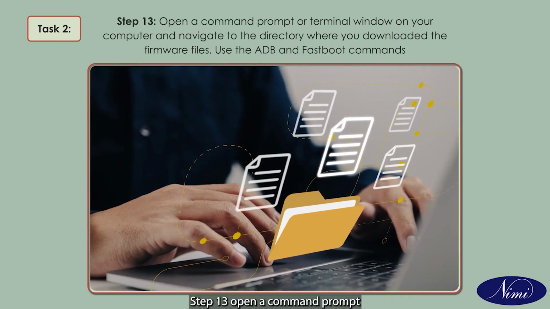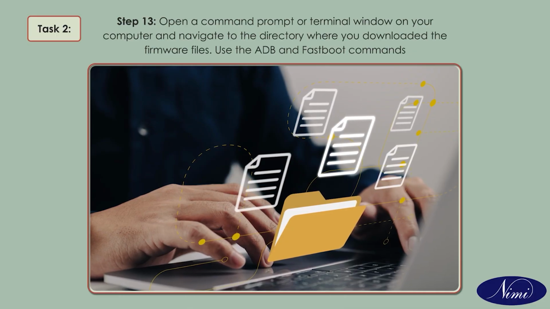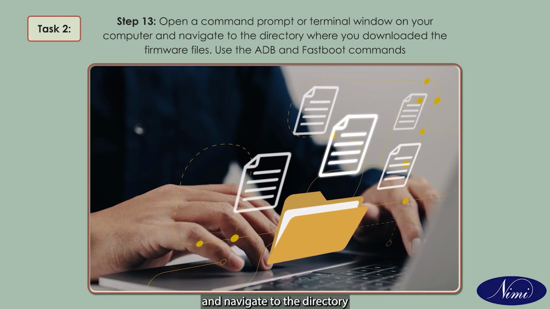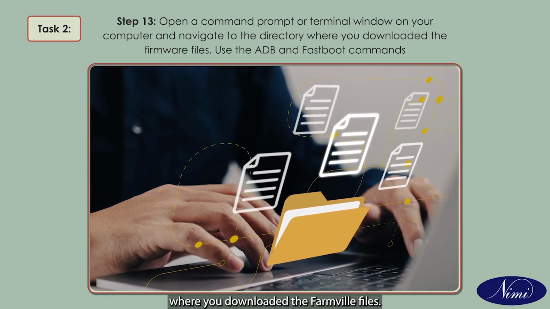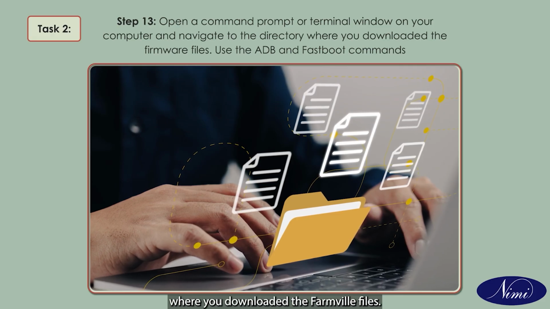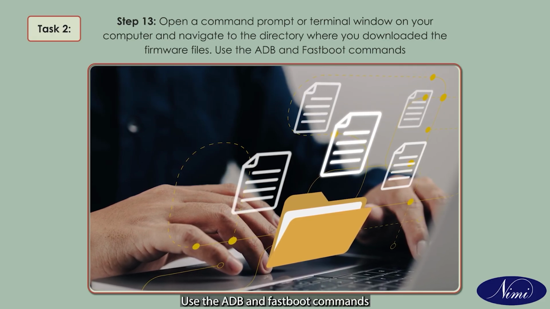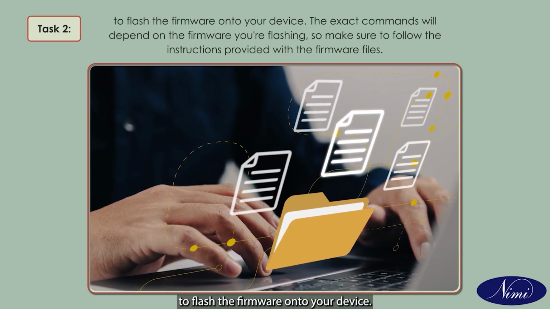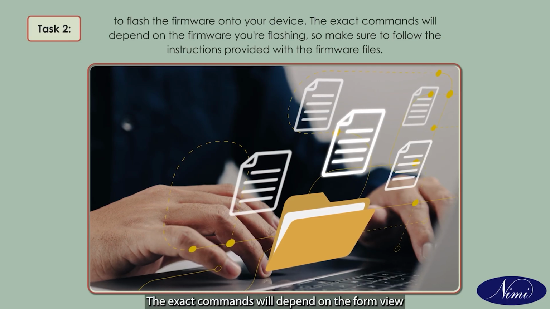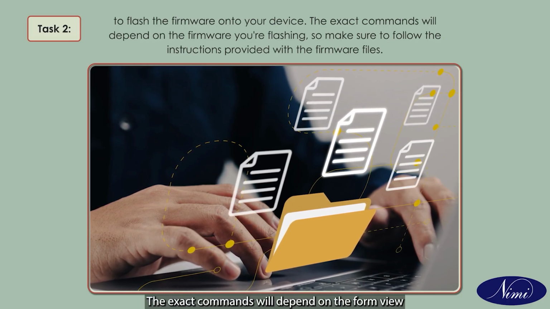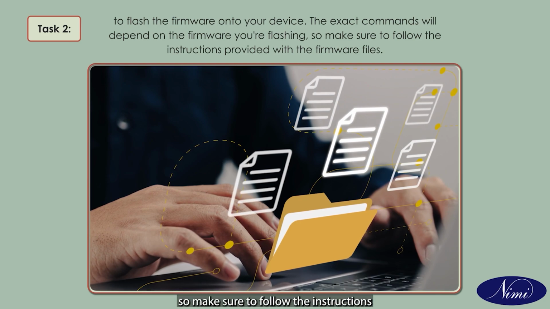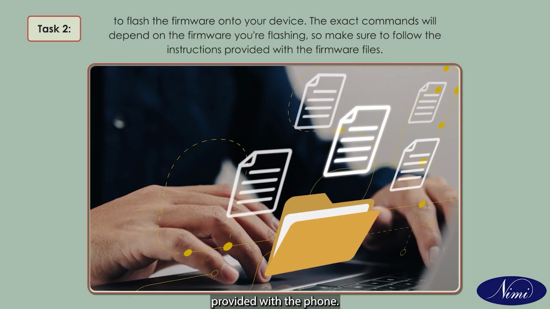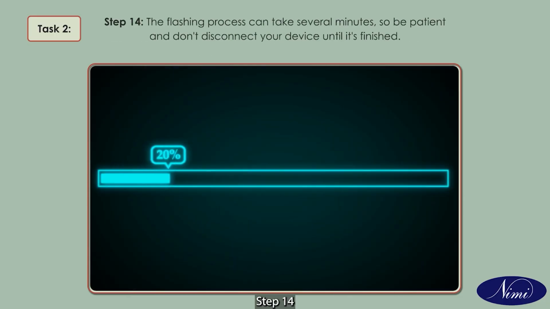Step 13. Open a command prompt or terminal window on your computer and navigate to the directory where you downloaded the firmware files. Use the ADB and fastboot commands to flash the firmware onto your device. The exact commands will depend on the firmware you are flashing, so make sure to follow the instructions provided with the firmware files.